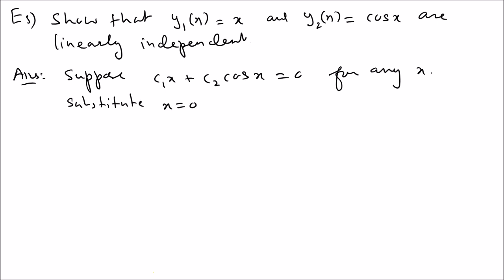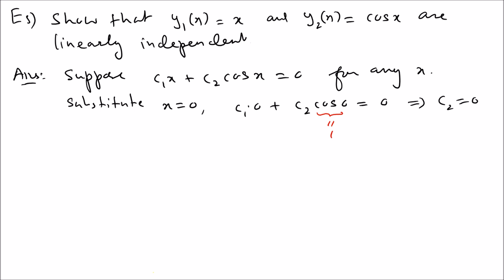If we substitute x equals 0, what will happen? We will get c1 times 0 plus c2 times cosine 0 equals 0. It should be true for any x, so we put x equals 0. Cosine 0 is 1, so this says that c2 equals 0. Now we have proved that c2 equals 0.